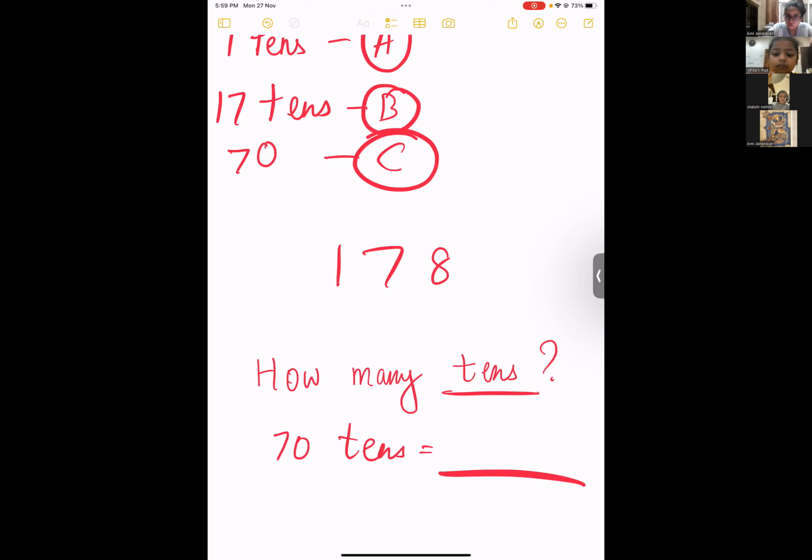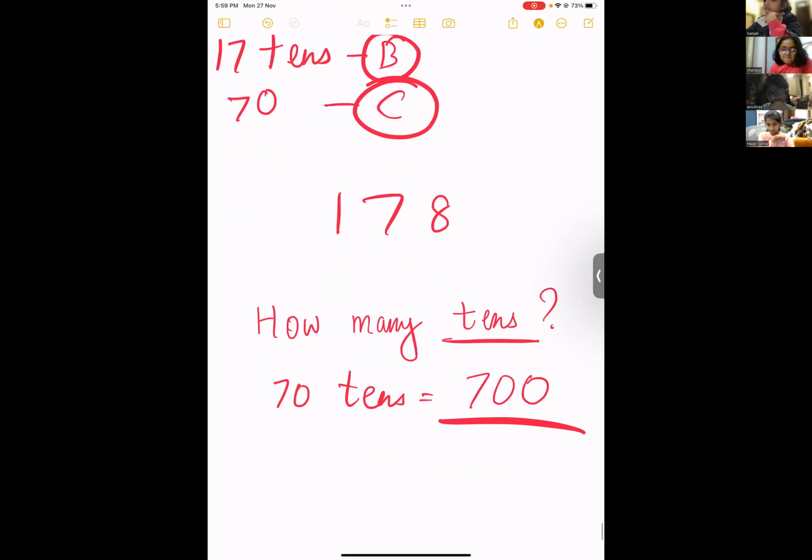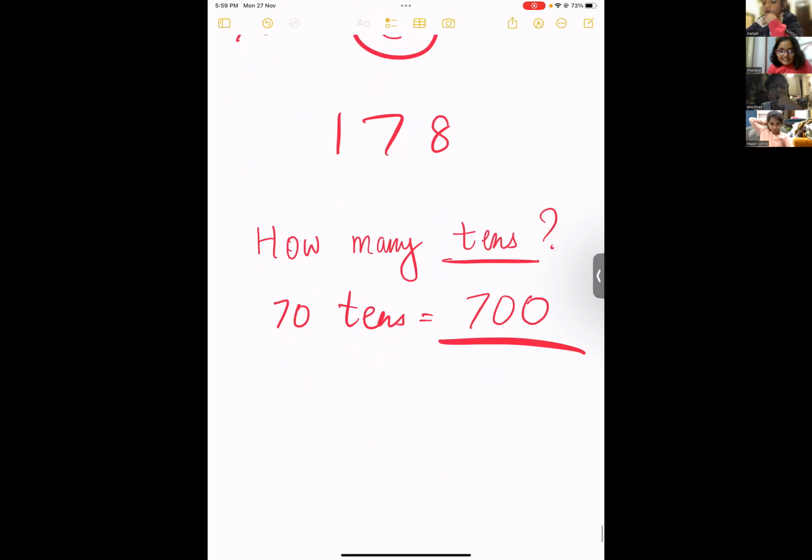Did you learn this in the last class? No, ma'am. You knew this already? Yes, ma'am. Very good. Now I want everyone else to answer. How much is 70 tens? Samaira, unmute. Now it's your test. Ma'am, 700. Yes. So you have to be confident. 70 tens is 700.